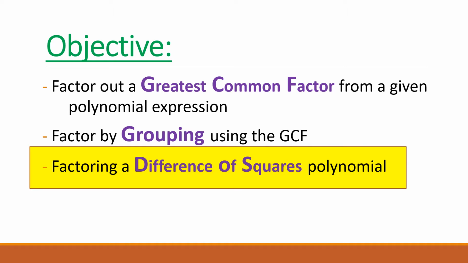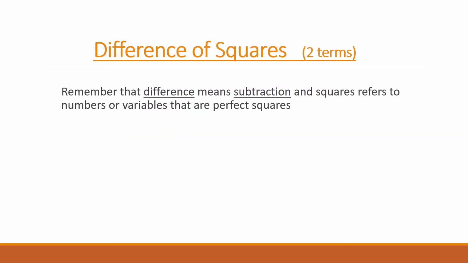But this week, our work is with factoring based on a third method of difference of squares, or DOS is what we normally say as the short. So factoring for difference of squares. Remember that difference means subtraction, so you must see subtraction in the binomial, and this will only work with a binomial, so there can only be two terms. And then squares refer to the numbers or variables that are perfect squares.